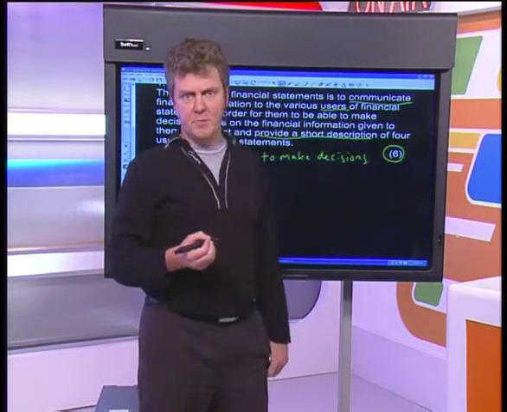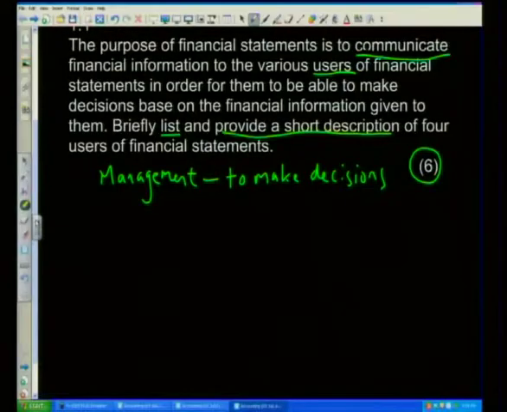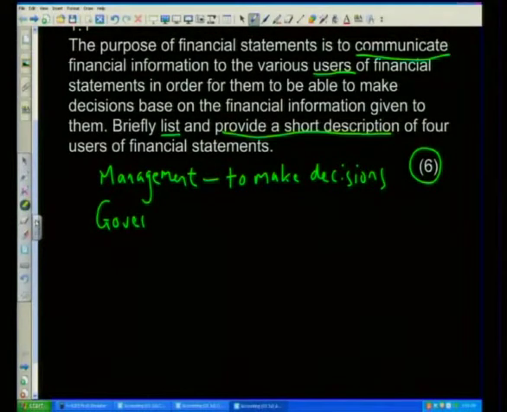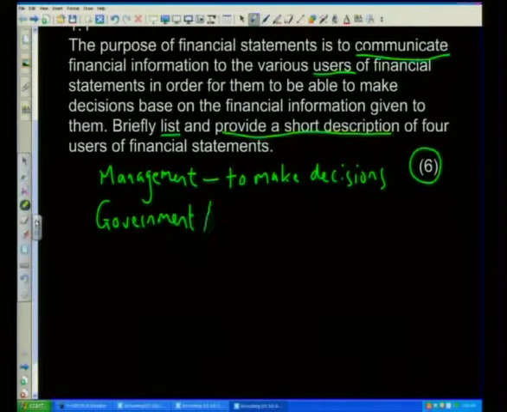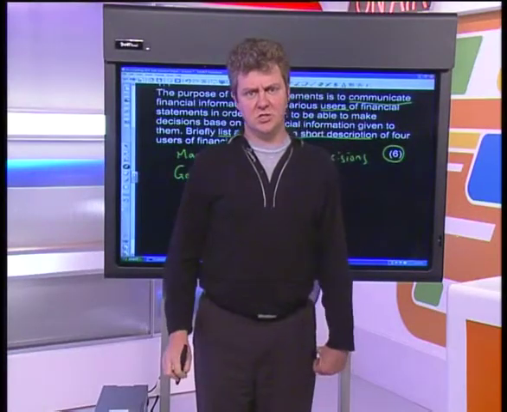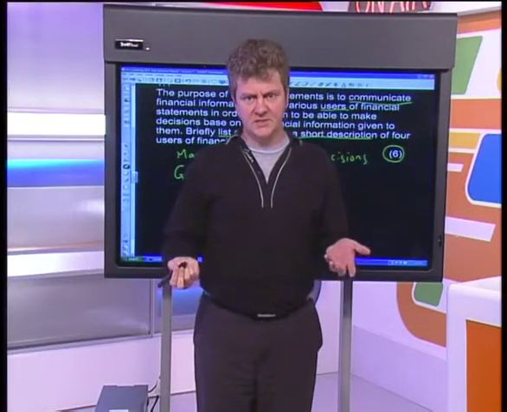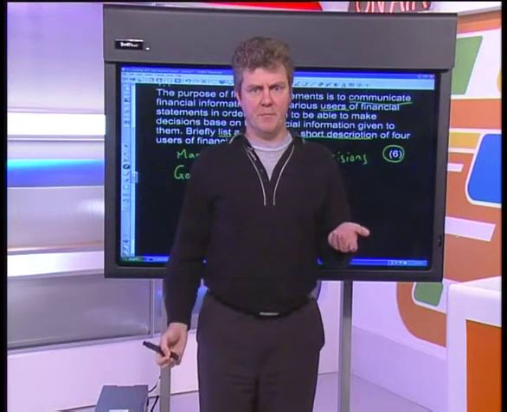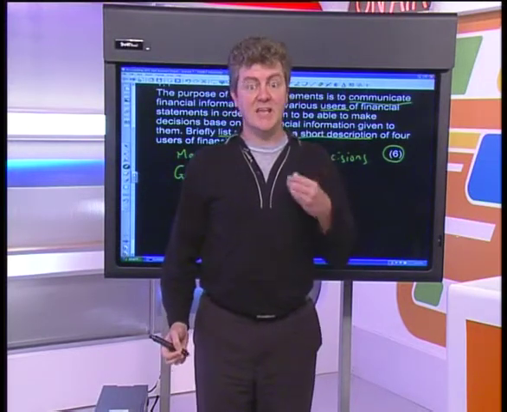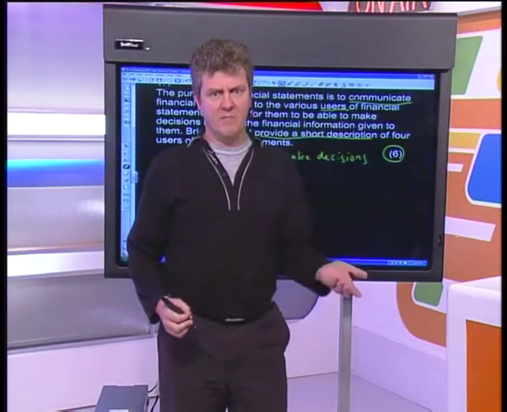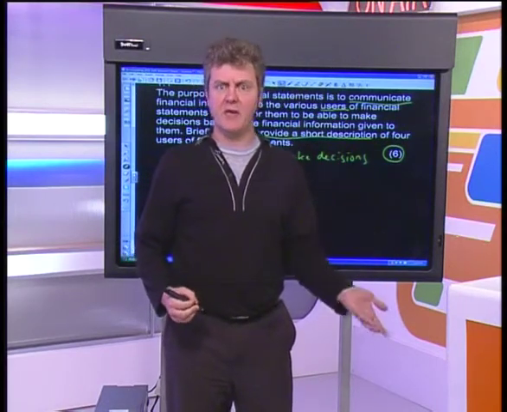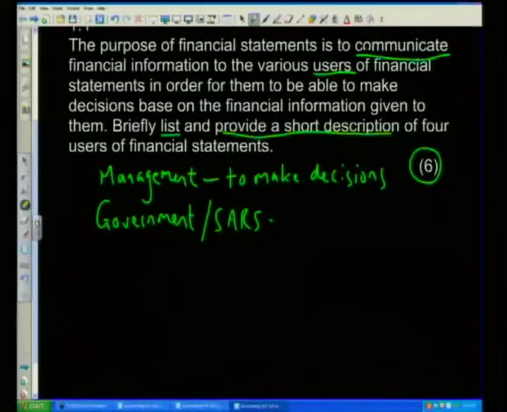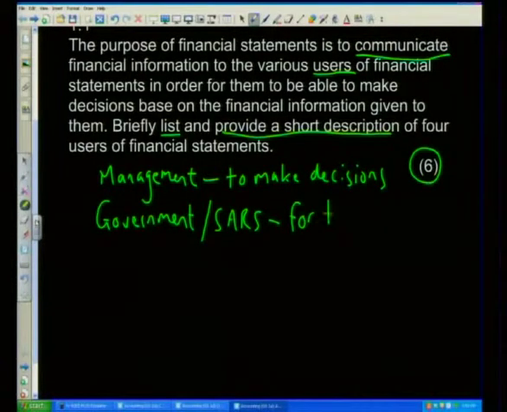Another very important group of people that is going to need to know about the business is actually the government, and more particularly, SARS. Why do you think the government is going to need to know what the financial information of a business is? Well, very important for a company. You know that a company every year pays taxes. So if we don't know what income we've made, the government won't be able to tell whether we're paying the right amount of tax. So for taxation purposes, the government will need to know financial information. So I'll just put here for taxation purposes.